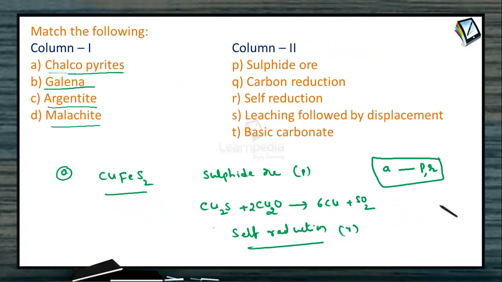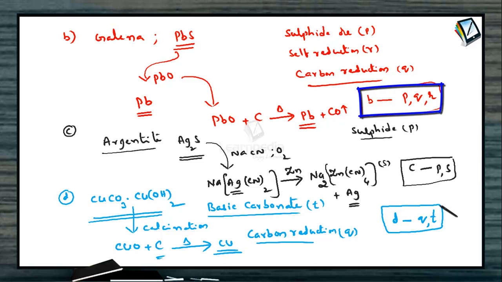Thus, for A we have two options, P and R. For B we have P, Q, R. For C we have P and S. For D we have Q and T.